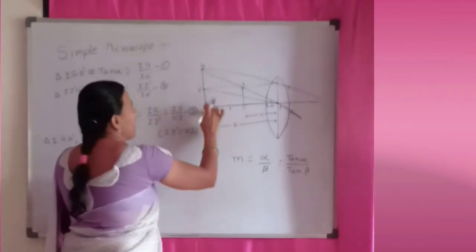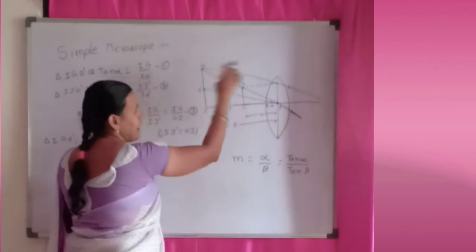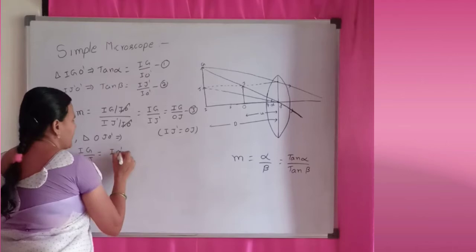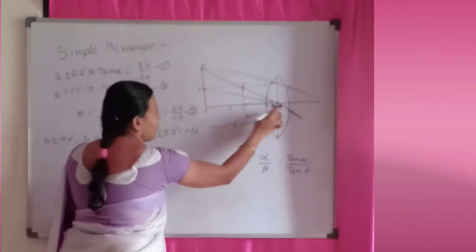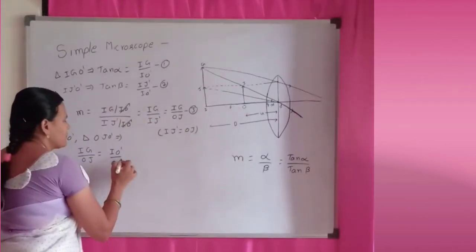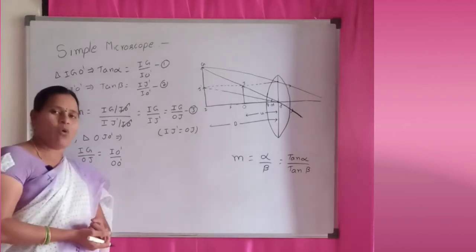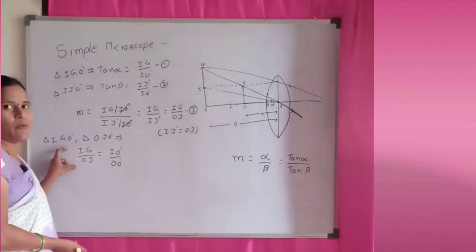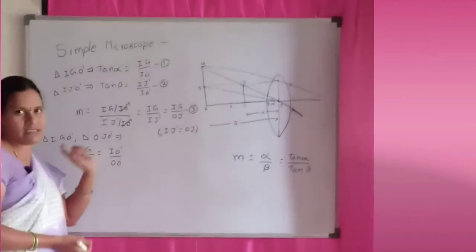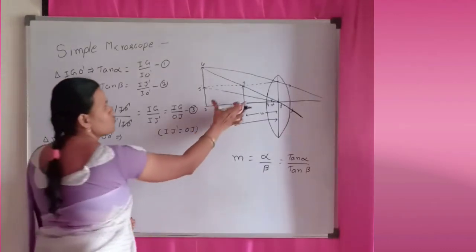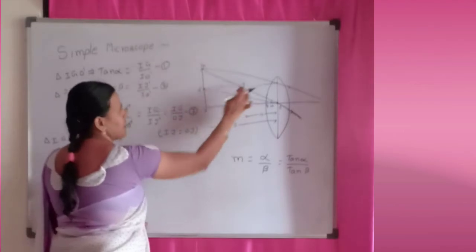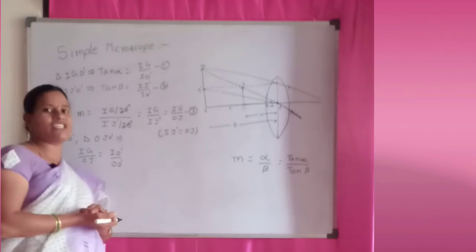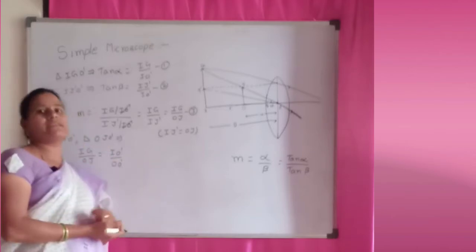IO dash is the adjacent in the triangle IGO dash, and OO dash is the adjacent in OJO dash. So in both triangles, the ratio of the two opposite sides is equal to the ratio of the two adjacent sides. In these two triangles, IG by OJ equals IO dash by OO dash.